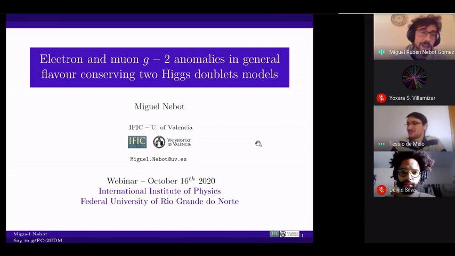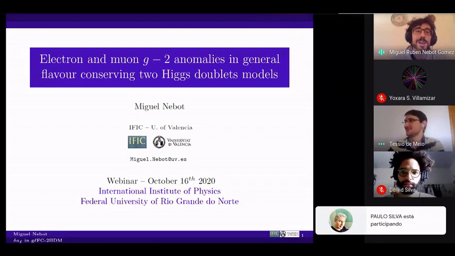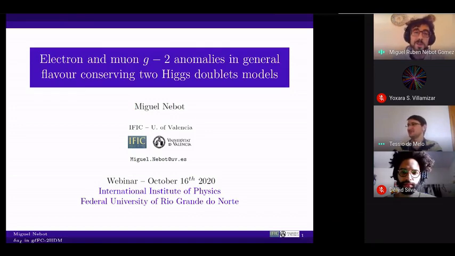And as you were mentioning, I'm going to talk a little bit about these electron and muon g-2 anomalies in a rather popular class of beyond standard model scenario, which is just Two Higgs Doublet Models, and in particular in a set of them which are just flavor conserving.